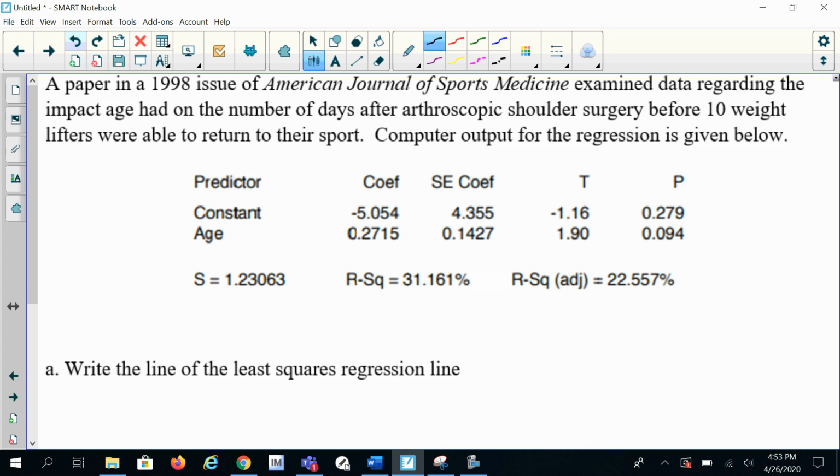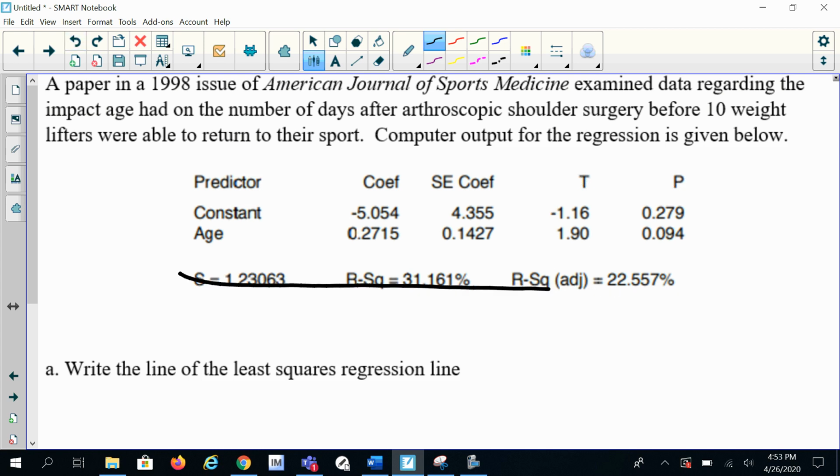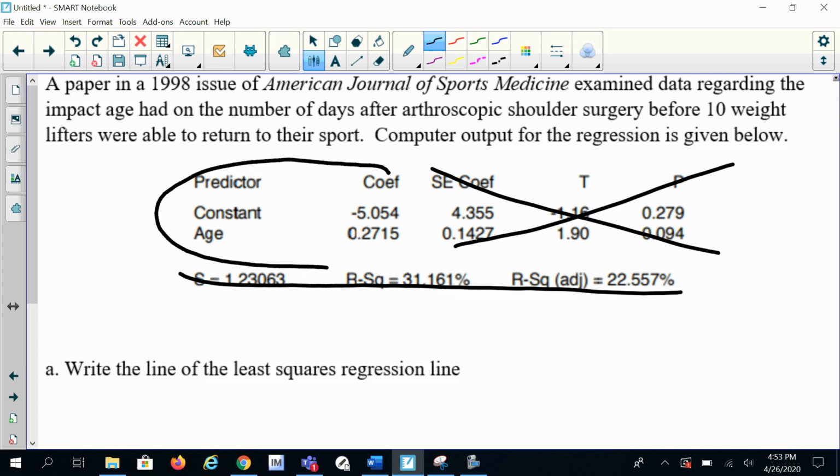We're not going to talk about how we can tell that from this table. We're just going to come up first with the least squares regression line, and then I'll show you how to calculate residual. So at this point, I'm going to cross out all the stuff we don't need right now. At some point we will need it, just not yet. We don't need any of that, we don't need any of this. The only thing we need right now is this stuff right here.